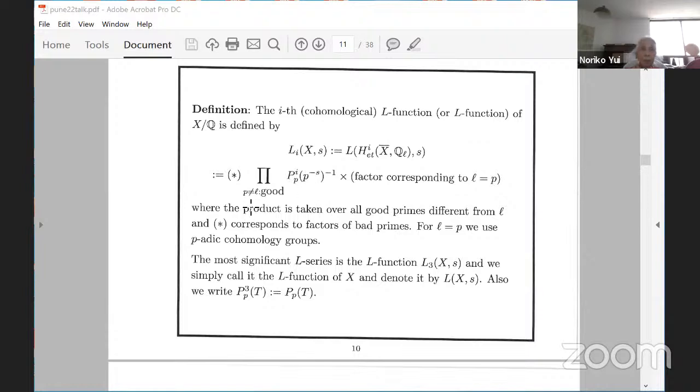The product runs over all primes P which are good, different from L. Now, if L equals P, you need to use not étale cohomology but the p-adic cohomology group. But still the L series is it. So for a Calabi-Yau threefold, L1 and L2 are rather simple. So we'll just consider the L of X, which is L3. Three is the dimension. That's what we are going to consider.